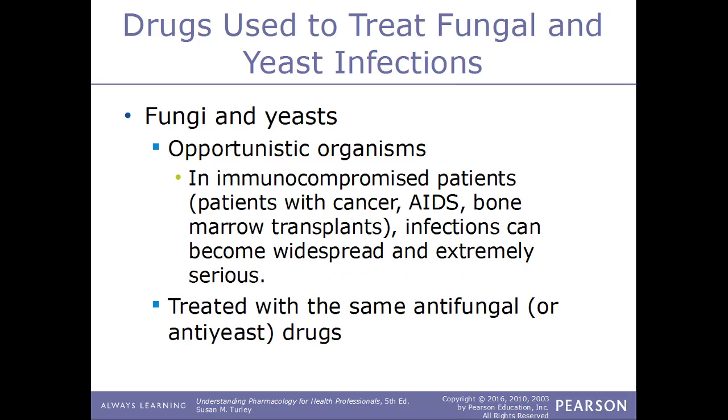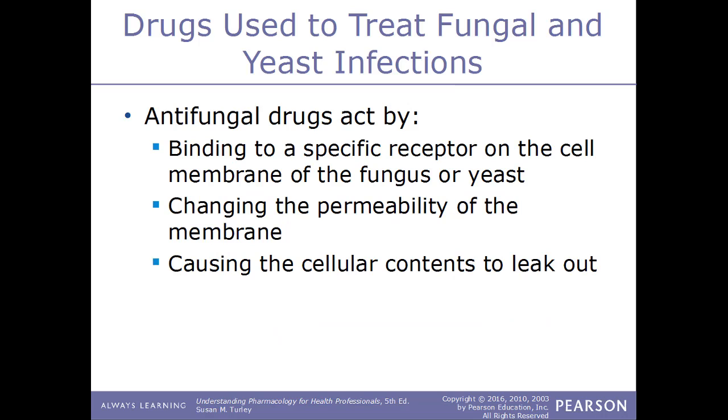For opportunistic organisms, in patients that are immunocompromised, such as patients with cancer undergoing chemotherapy, AIDS, bone marrow transplants, and so on, infections can become widespread and extremely serious. And fungi and yeast can be treated with the same antifungal or anti-yeast drugs because they are so biologically similar to one another. Antifungal drugs will act by binding to a specific receptor on the cell membrane of the fungus or the yeast. This will change the permeability of the membrane, which will cause the cell to basically fall apart and the contents will leak out.